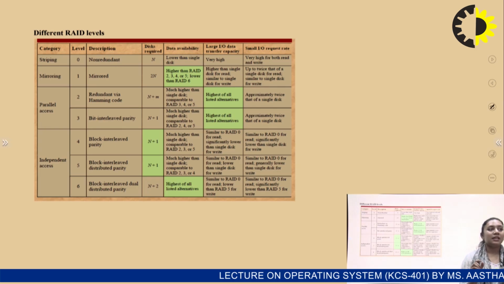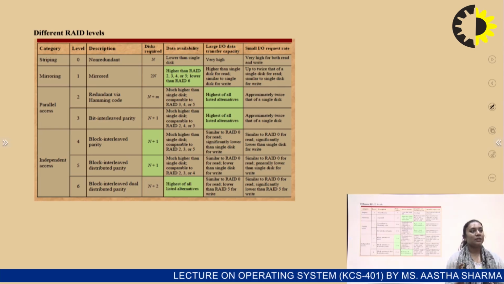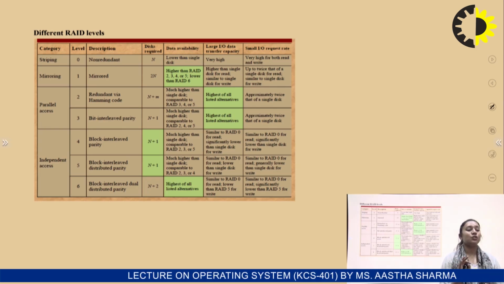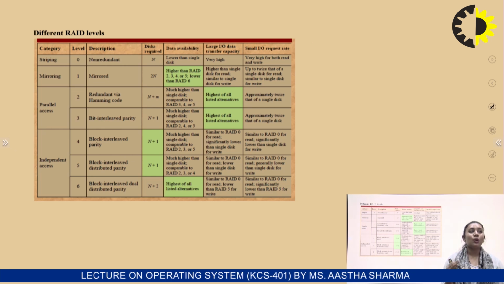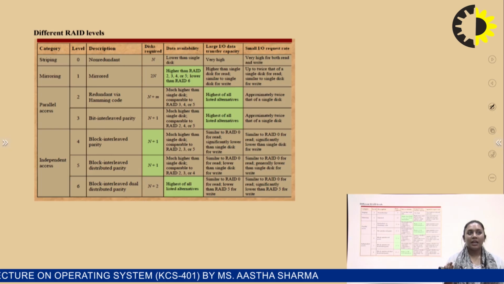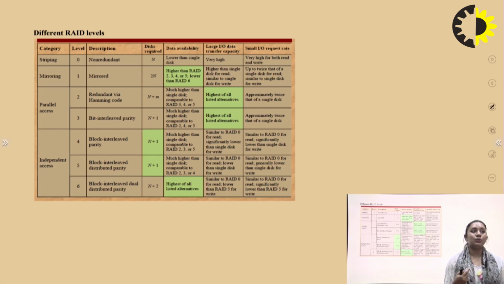Level 0 is the striping category, which is non-redundant, right? Compared to a single disk, it can give you a large amount of input/output transfer, but it also requires very high capacity for read and write operations. Level 1 is what we call mirrored RAID levels, right?